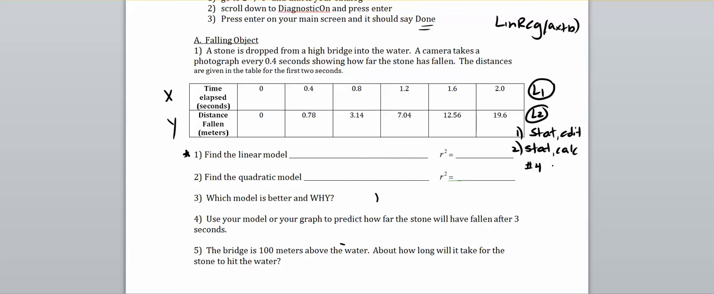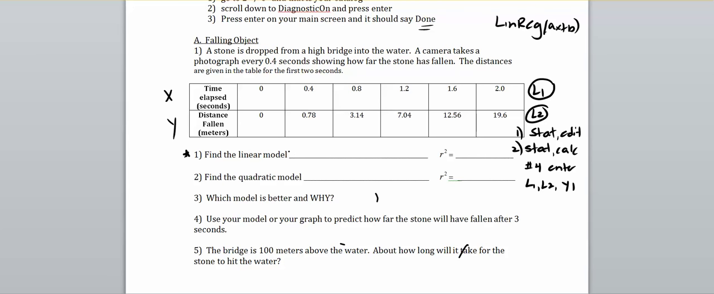On your main screen, once you press enter, you're going to have to enter your L1, L2, Y1. Depending on your calculator, you type second 1, which gives you L1, second 2, which is L2. And then to get the Y1, you do vars, Y-vars, number 1 for function, and number 1 for Y1, and press enter. You're going to come up with a linear model, and you can just estimate these to 2 decimal places.